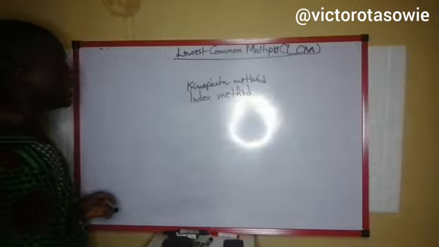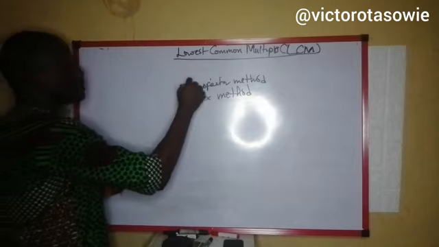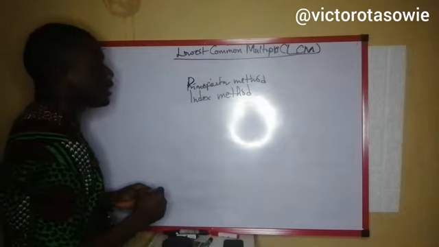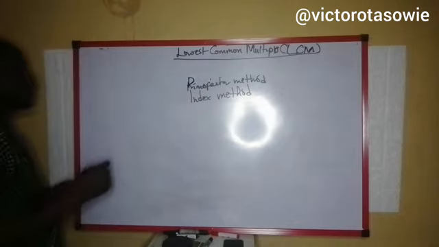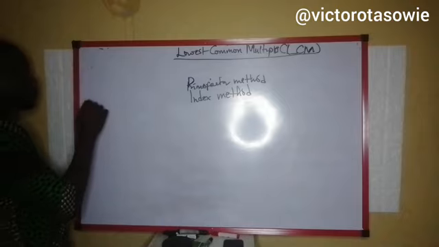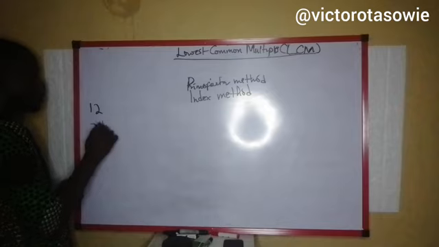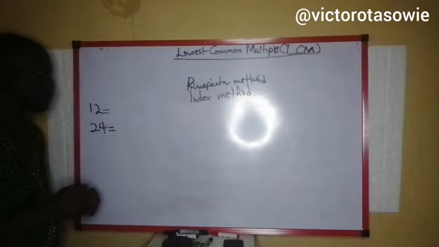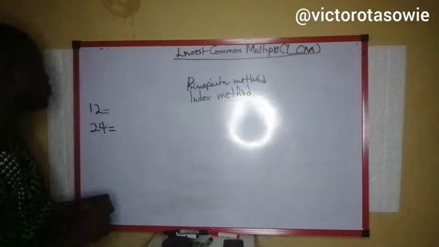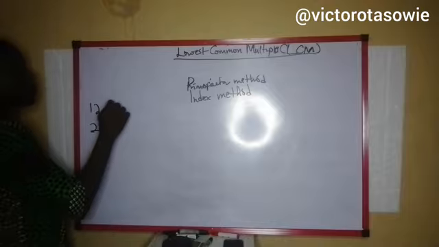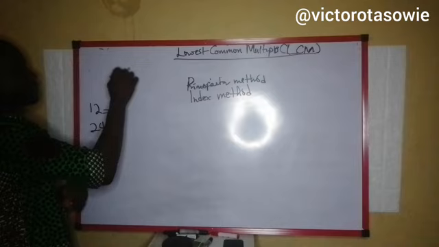The next one we have here is the prime factor method, and we have the index method. So let's try the prime factor method using 12 and 24. Let's break 12 into, 12 is 4 times 3.